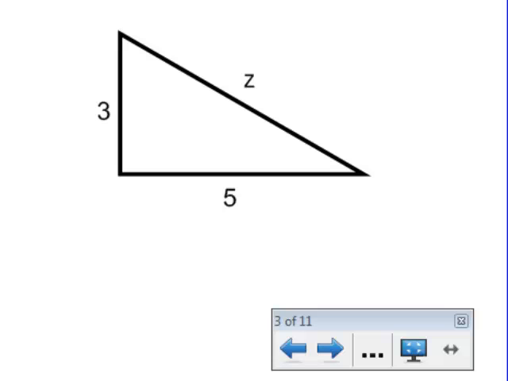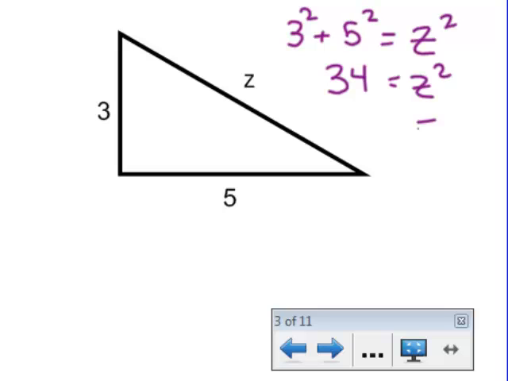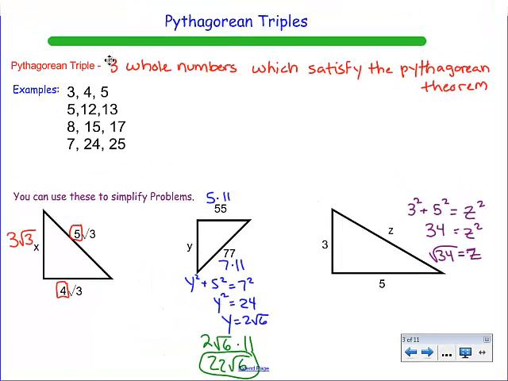So this is a problem where you need to be careful about trying to use Pythagorean triples. Pythagorean triples are not helpful in this problem. You're going to want to say 3 squared plus 5 squared equals z squared, which means that 34 equals z squared. So z is the square root of 34, and that cannot be simplified. So there are some neat things you can do with Pythagorean triples. They often help you to shortcut problems.